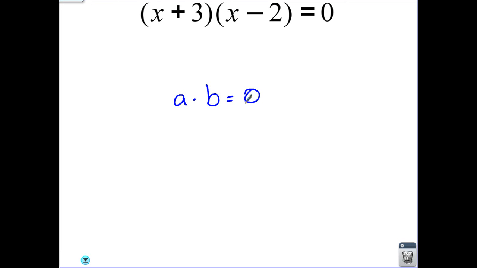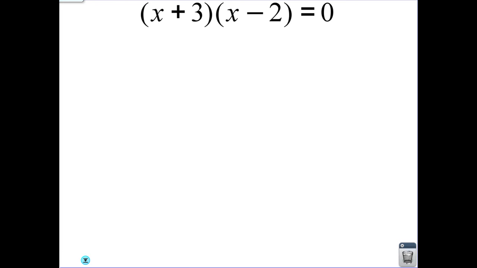Is there any way you can multiply two numbers together to get 0 without one of them being 0? No, absolutely no way. Could they both be 0? Sure. 0 times 0, that's 0. 0 times 7, 7 times 0, 3 times 0, 0 times 3. That multiplies to give you 0. So, by the way, that's called the zero product property.